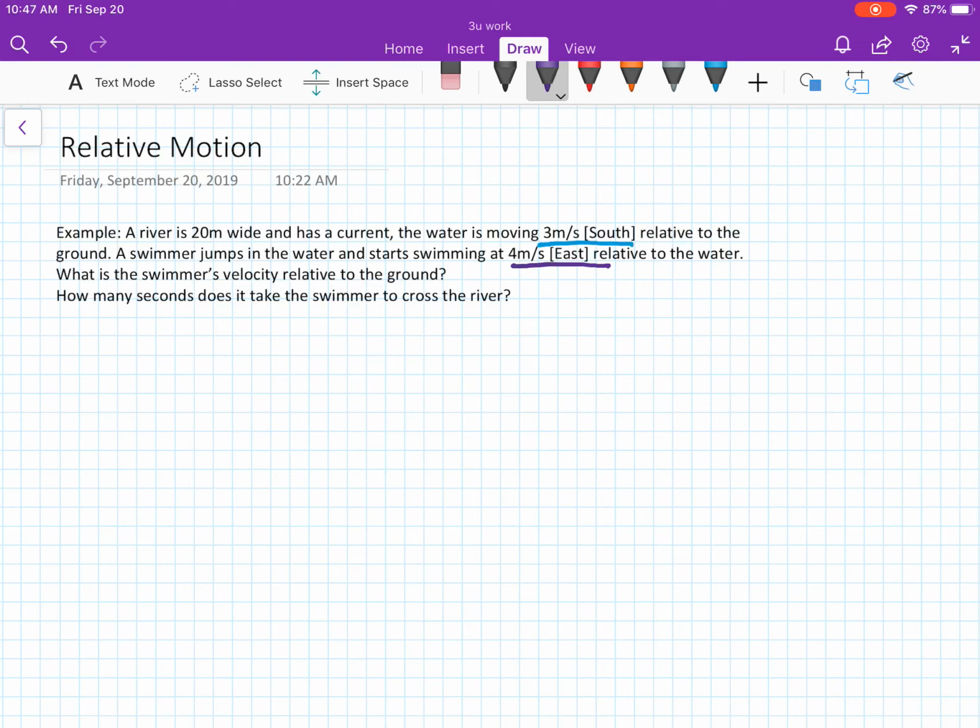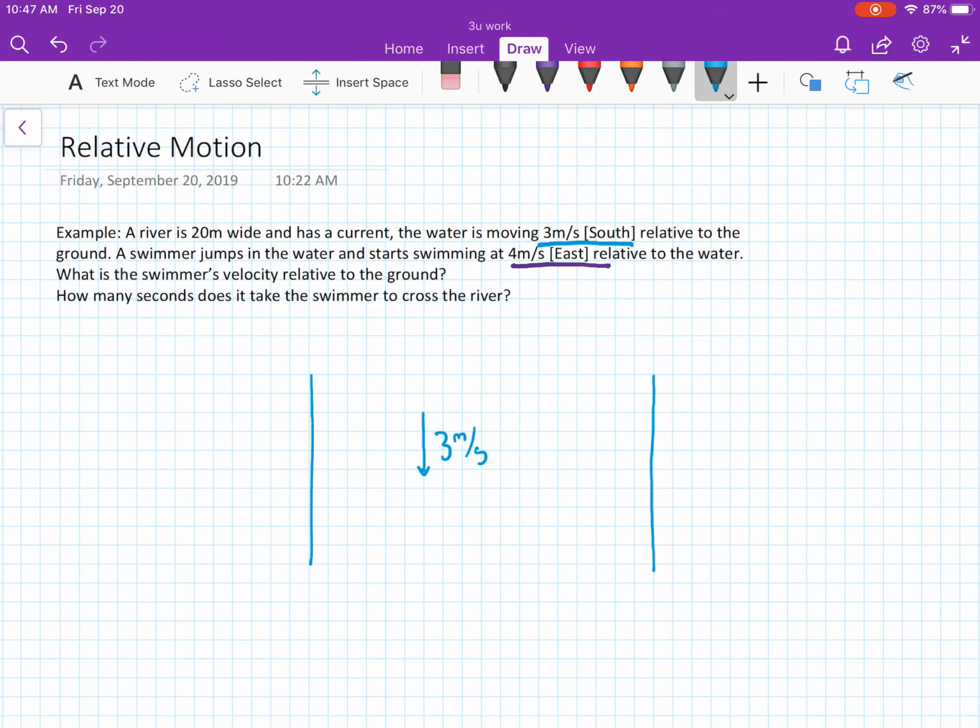I'm curious to know how long it's going to take the swimmer to get across the river and what the swimmer's velocity relative to the ground is. We're going to keep things kind of boring to start. Since it says the velocity of the water is 3 meters per second south, that tells me that the riverbanks, kind of a boring river, the riverbanks are also north-south, and the water in there is moving south at a rate of 3.